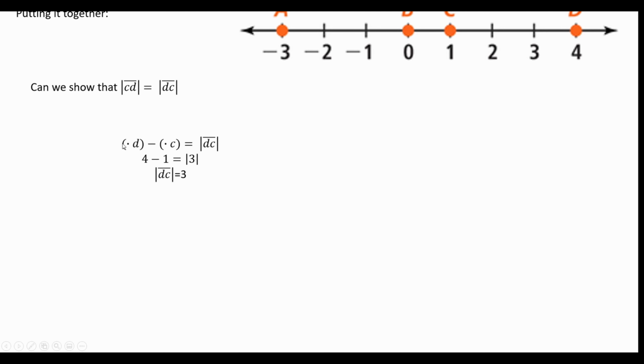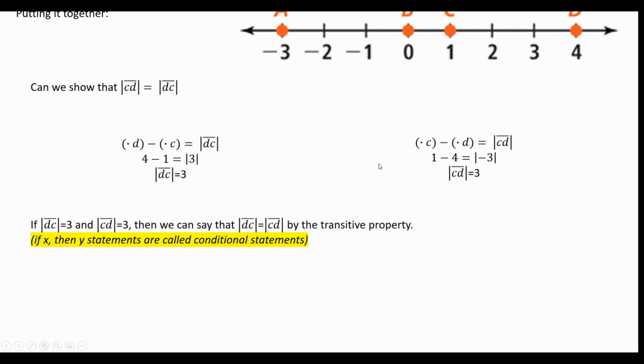Now here, I'm going to do it in the reverse, because here I have line segment DC, and here I have line segment CD. I'm going to show, in fact, that they are equivalent. So if DC equals 3 and CD equals 3, then we can say that line segment DC is equal to line segment CD by the transitive property.